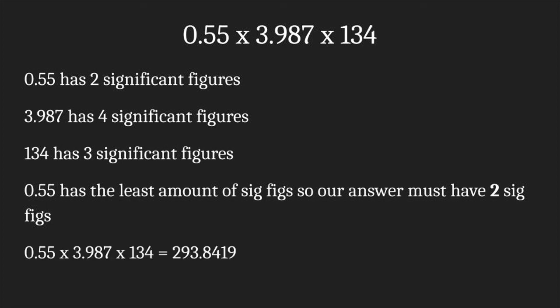Plugging that long equation into our calculator gives us 293.8419. And now we need to round this to only 2 significant figures. So we are actually only going to keep the number in the hundreds, which is the 2, and the number in the tens, which is the 9. And we're going to round everything else away. And that 3 tells the 9 to stay the same, so rounded to sig figs, this is 290.